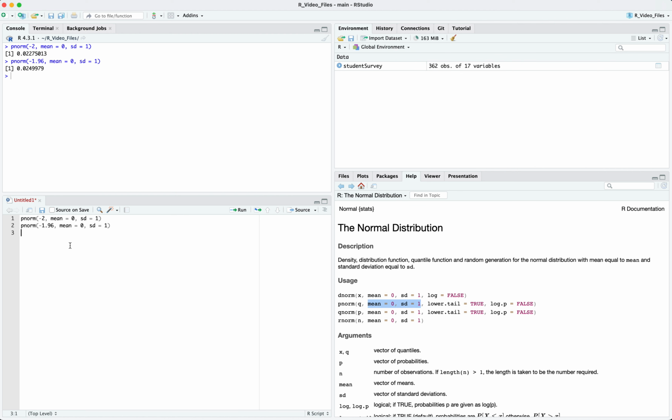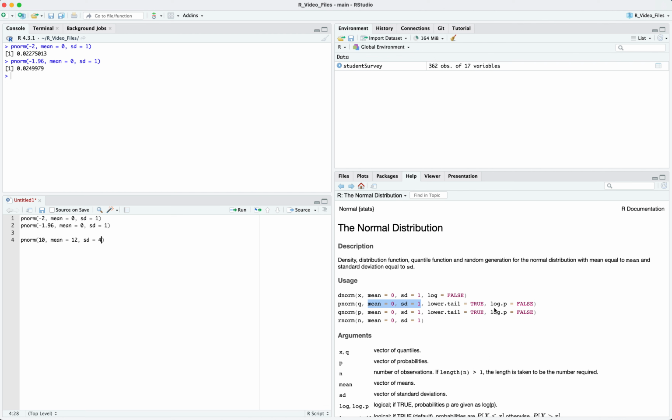Now, pnorm has some other arguments. Say that we're interested in probabilities from a different random distribution. I want to know what the probability of observing 10 is in a distribution with a mean of 12 and a standard deviation of 4. So the probability of seeing 10, well, remember, we can't see a probability of exactly 10, so what we're going to find is a range.